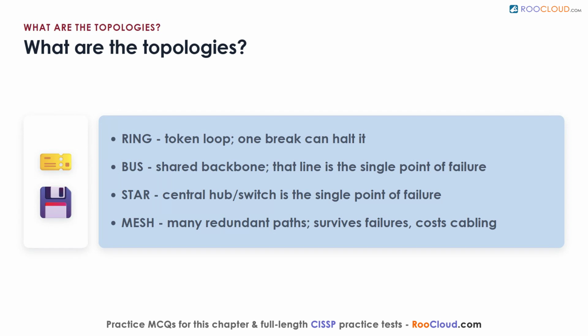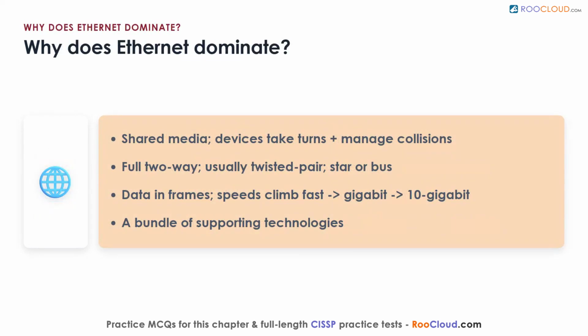And a mesh links systems through many redundant paths, surviving multiple failures at the cost of far more cabling. Picture a city's roads: a single ring road, one main street, spokes from a roundabout, or a dense grid of interconnections.